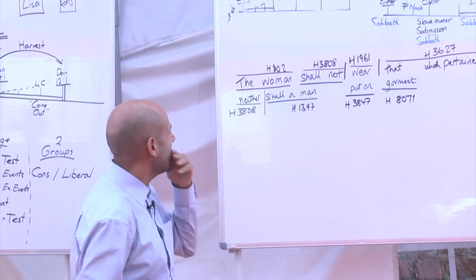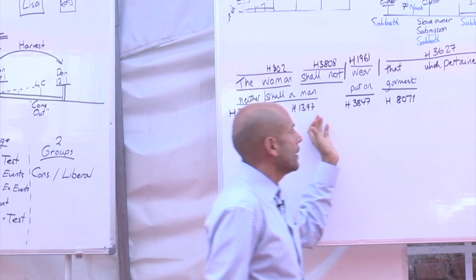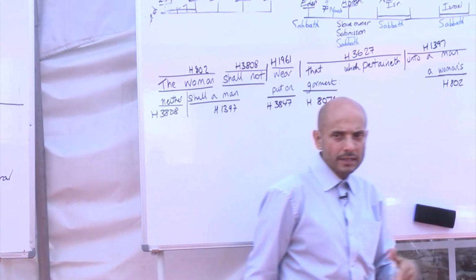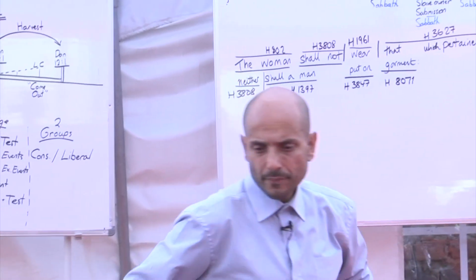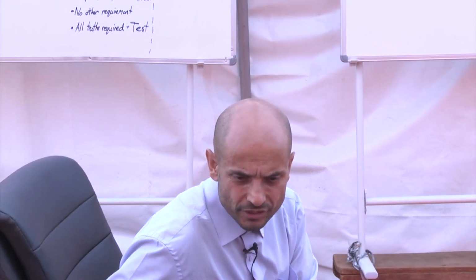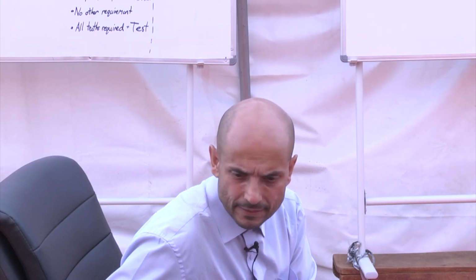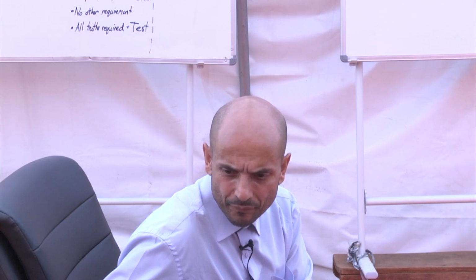So in your Bibles, it says, neither shall a man. And it just says 1397. And here it says, unto a man. So let's just turn to 1397. If you go to 1397, and tell me what 1397 means. Everybody there?